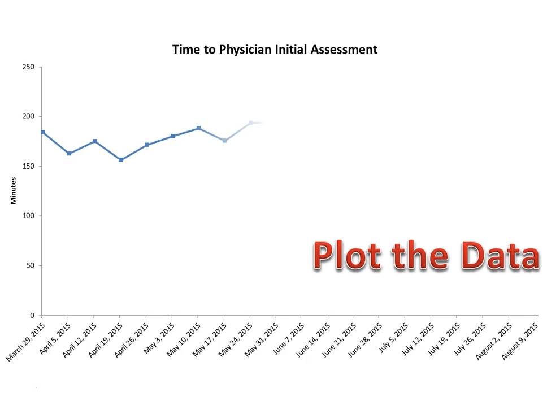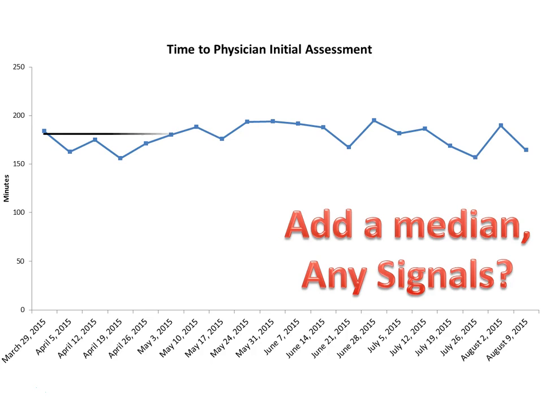The first thing to do is to plot the data. This can be done by hand or using a computer program such as Microsoft Excel. The next step is to calculate the median and add it to the chart. At this point, are there any signals the chart is exhibiting, such as a run or a shift? And at first glance, this looks like a pretty stable process.